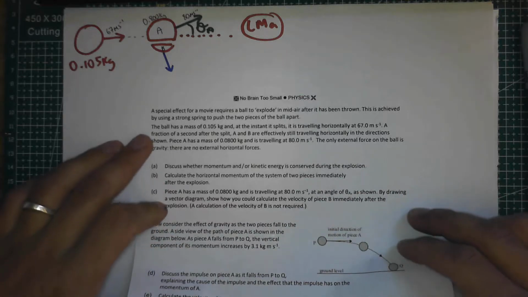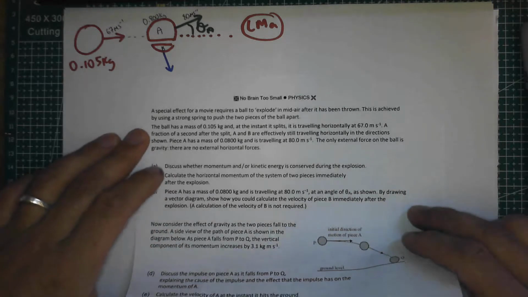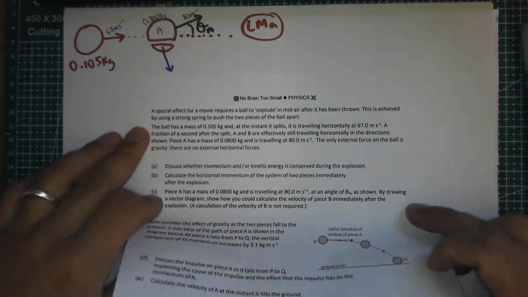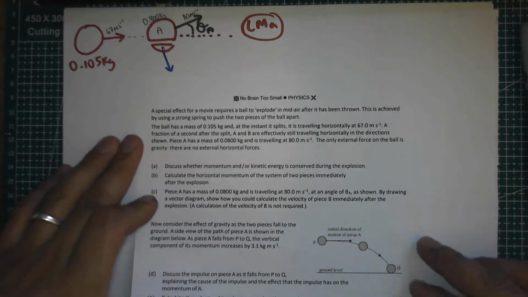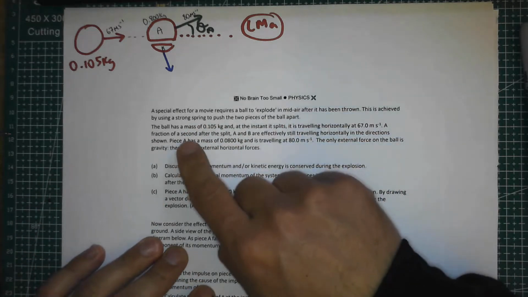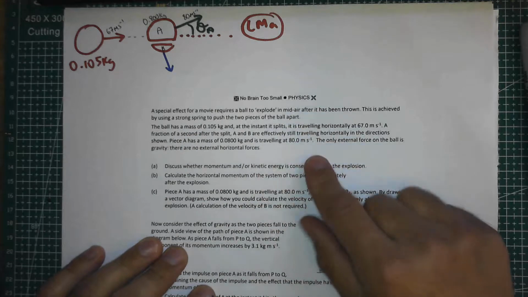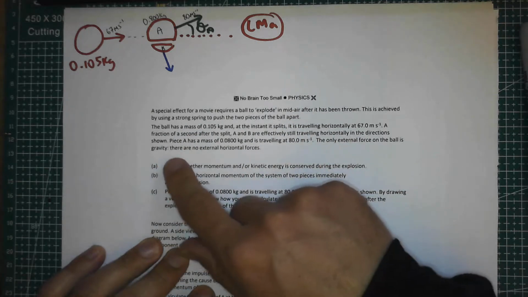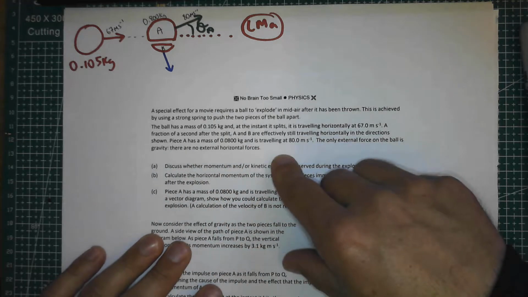Okay, here we go with the final question that I set. Special effects in the movie require a ball to explode in mid-air after it's been thrown. They've got a strong spring inside it to push the two halves apart, so it splits into different masses and they travel at different velocities. The only external force on the ball is gravity.